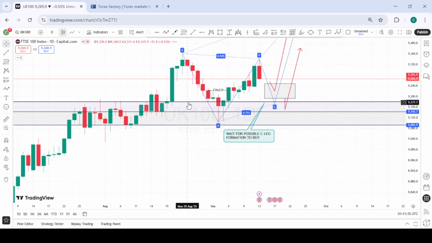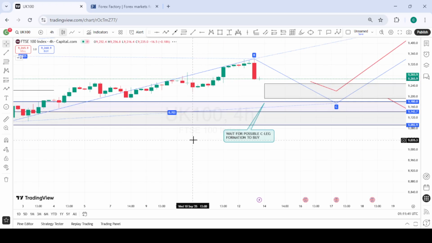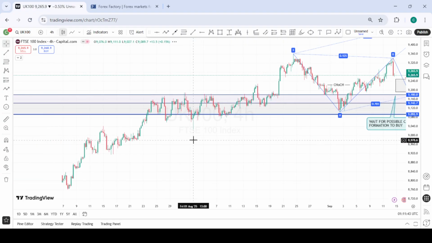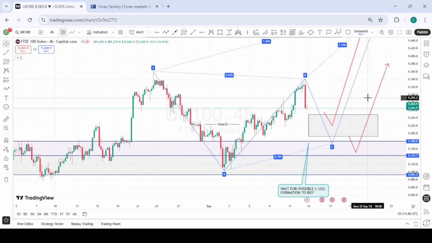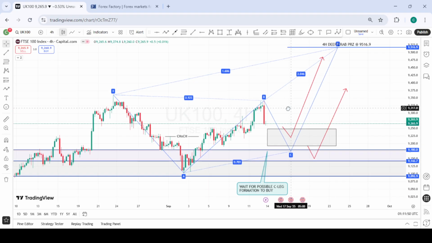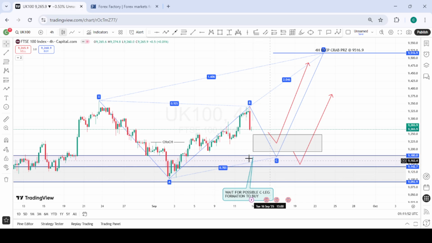We have our last index here. This is UK 100 or the FTSE 100. Last week we were looking forward to see price pull back to any of these two areas and give us bullish confirmations. But price came a few pips shy of our area of interest that we were looking forward to buy from, and it continued upside. But now we can see that it is pulling back.